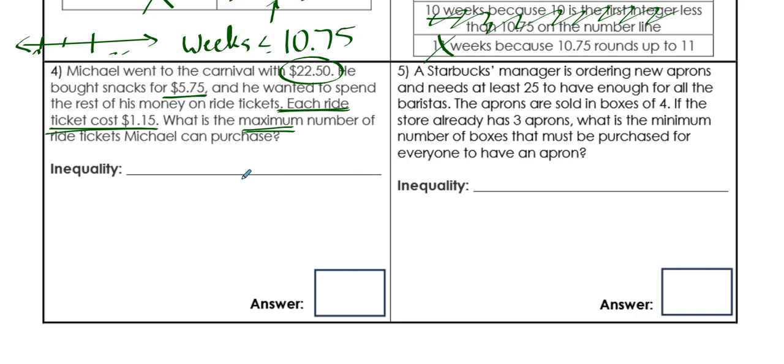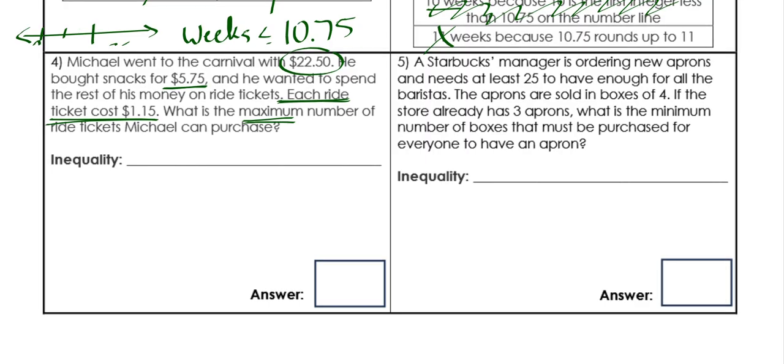All right, so we know we can't spend more than $22.50. You could spend all of your money, but that's the total amount that we could possibly spend, and the amount we spend has to be less than or equal to that. So this is the amount that we're going to spend. That has to be less than or equal to the money that we have. We're buying snacks for $5.75 to start, plus we're spending $1.15 on each ticket. That phrase, each ride ticket, is telling you where your x is, because that's really what we're looking for. We don't know the number of ride tickets. That's got to be our x.